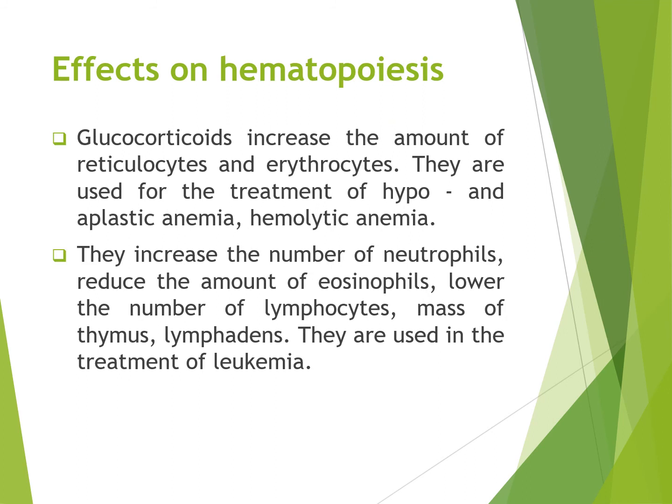Effects on hematopoiesis. Glucocorticoids increase the amount of reticulocytes and erythrocytes. So they are used for the treatment of hypo and aplastic anemia, hemolytic anemia. They increase the number of neutrophils, reduce the amount of eosinophils, lower the number of lymphocytes, mass of thymus, lymph nodes, and they are used in the treatment of leukemia.